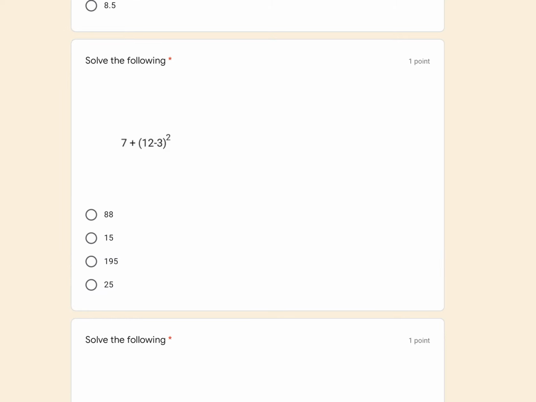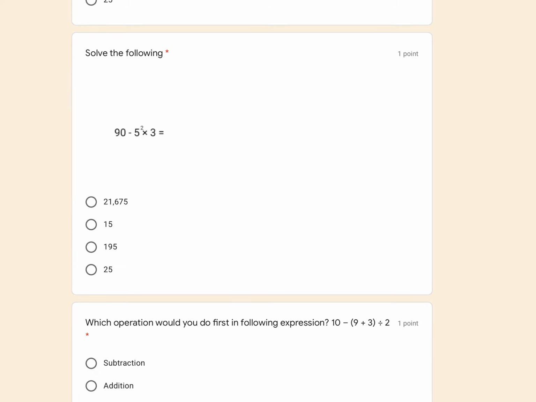Next is 7 plus 12 minus 3 whole square. So first we need to solve what is there in the brackets, B, O, D or M, A or S. So brackets we need to solve, that is 12 minus 3 is 9. Thereafter off means the powers, 9 square, that is 81, and thereafter there is no division and multiplication. Here comes at the last the addition and subtraction. So we have plus 7 over here, this needs to be added. So plus 7 gives 88. So answer is this.